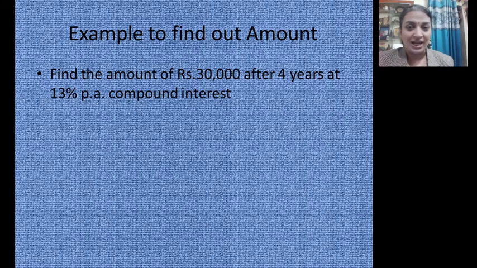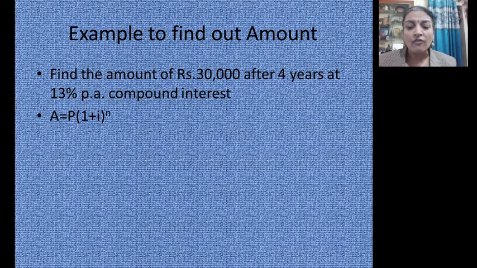So let me take one problem. Find the amount of rupees 30,000 after 4 years at 13% per annum compound interest. Dear students, first read the problem, analyze it. What is given in the problem? First you write down, then you can calculate. Write down the problem, understand it, analyze it, then the solution becomes easy.